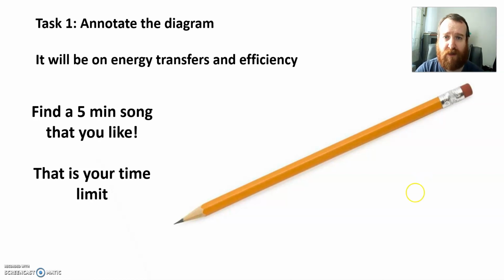Okay, so you'll need a pencil, and something to write on. It could be a pen, it could be a whiteboard, whatever. You're going to be annotating a diagram, so you can be writing notes, adding information to a couple of pictures. It's going to be on energy transfers and efficiency.